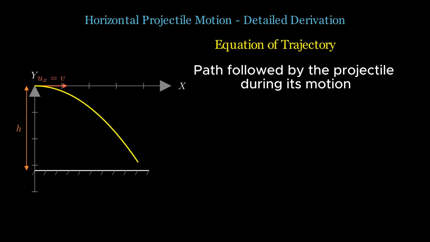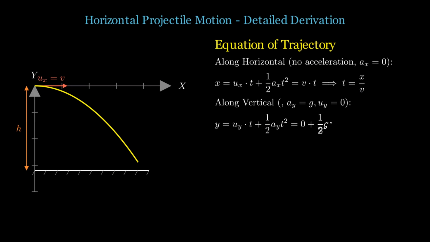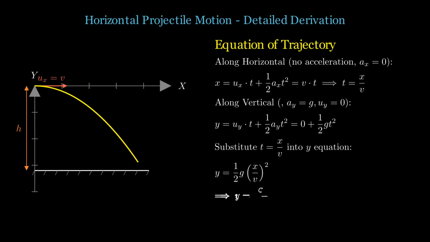Along the vertical direction, we get y = ½gt², since initial velocity along the y-axis is 0 and acceleration is equal to g. When we substitute t = x/v in this equation, we get ½ × g × (x/v)², which implies y = (g/2v²) x². This is the equation of a parabola and hence the trajectory is parabolic.